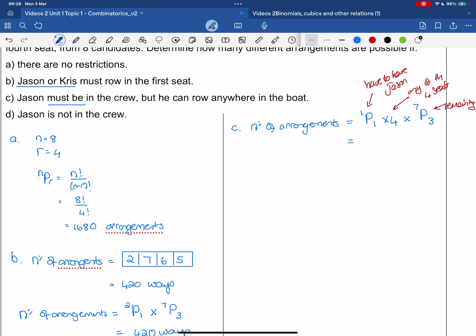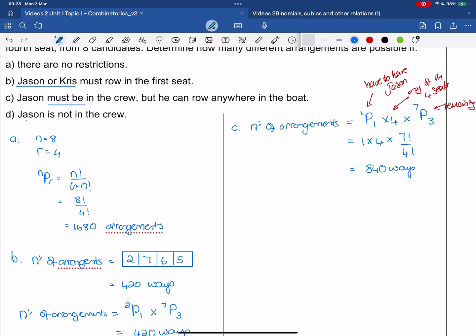Okay. And that's going to be 1 times 4 times 7 factorial over 4 factorial, n minus r, and that's 840 different ways.